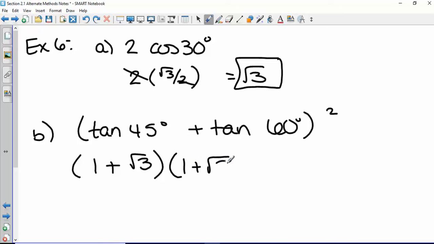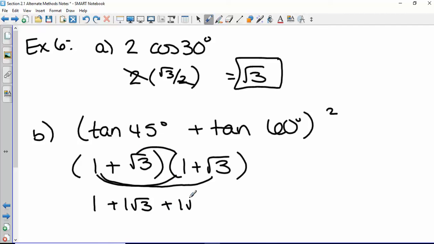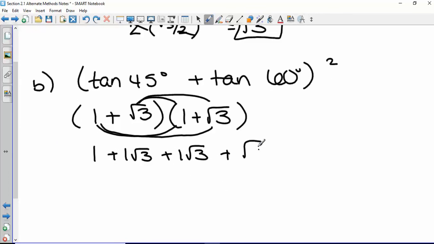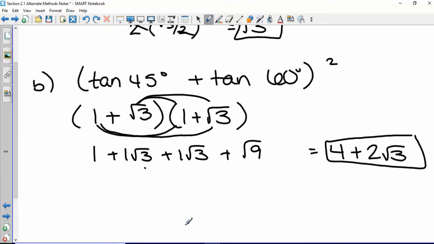What does that square mean? Yeah, so I'm going to write it twice and FOIL. So 1 times 1 is 1, plus 1 radical 3, plus 1 radical 3, plus, what's radical 3 times radical 3? The square root of 9. Square root of 9 is 3, plus 1 is 4. 1 radical 3 plus 1 radical 3 is 2 radical 3.